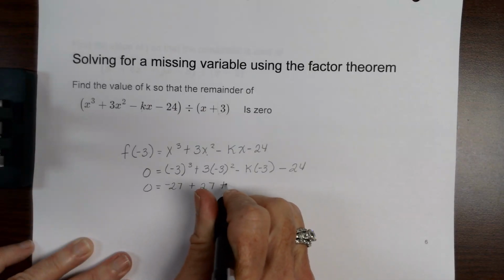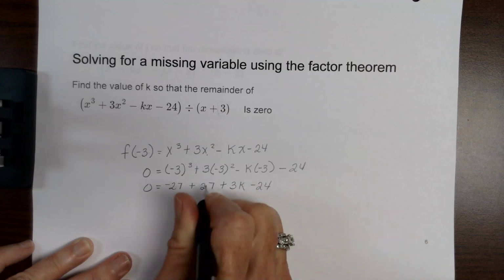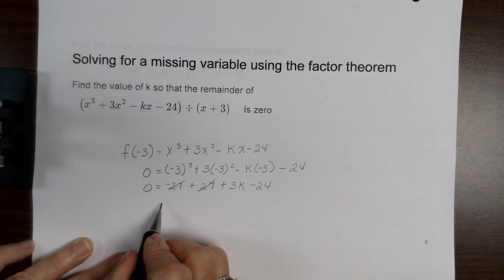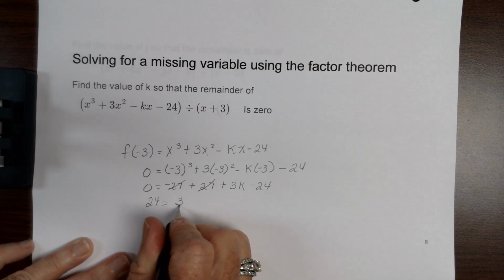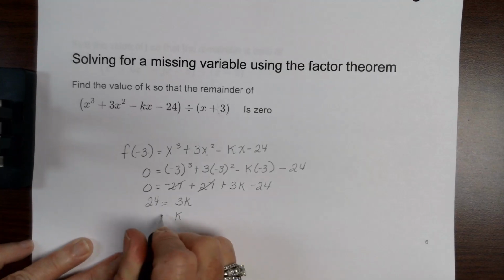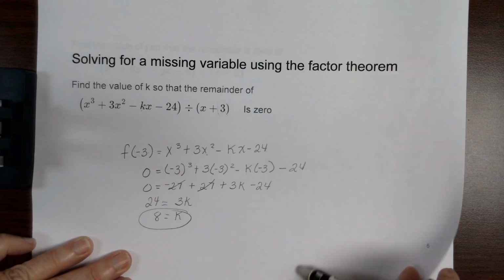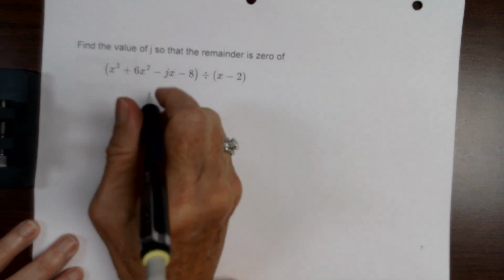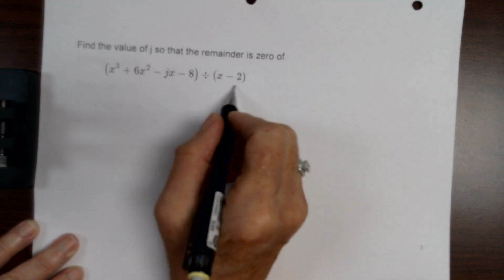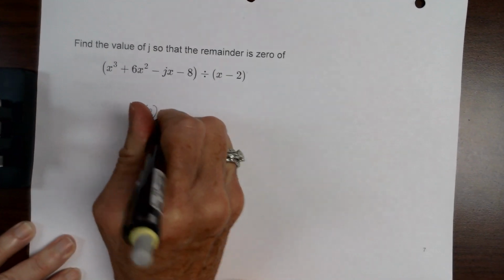This would give me a positive 3k minus 24. Those two cancel out. If I move the 24 over, I have a 3k is equal to 24, or k is equal to 8. Okay, so that is the solution for k. So let's do another one. So again, if I plug in, this time it would be a positive 2 into this equation.